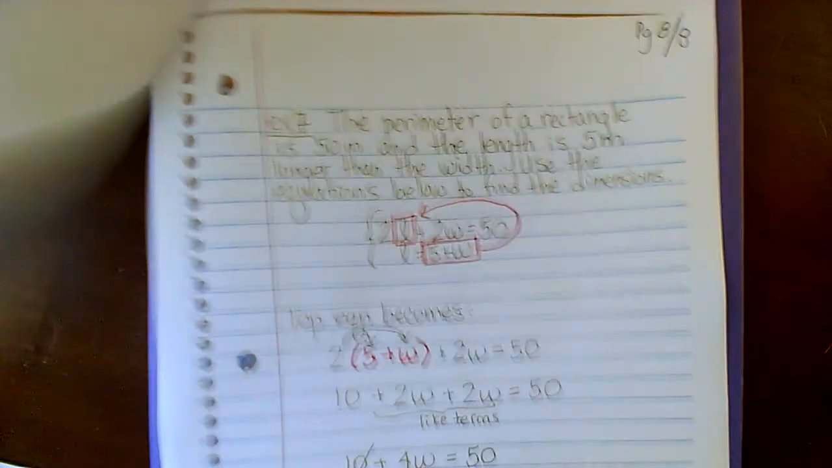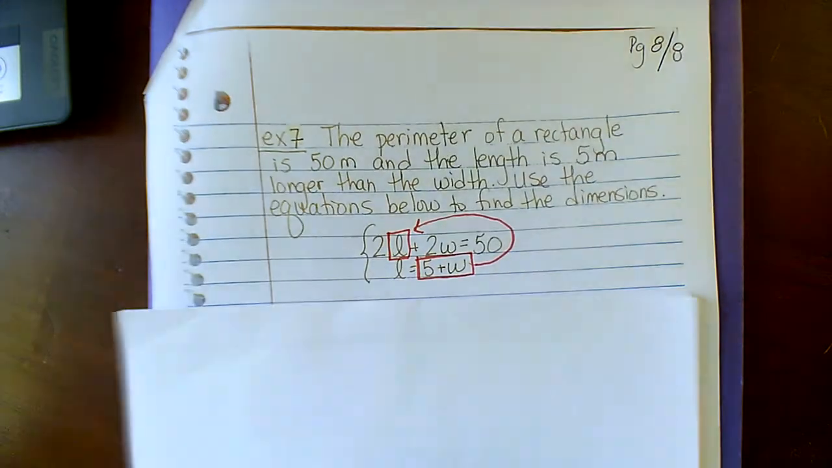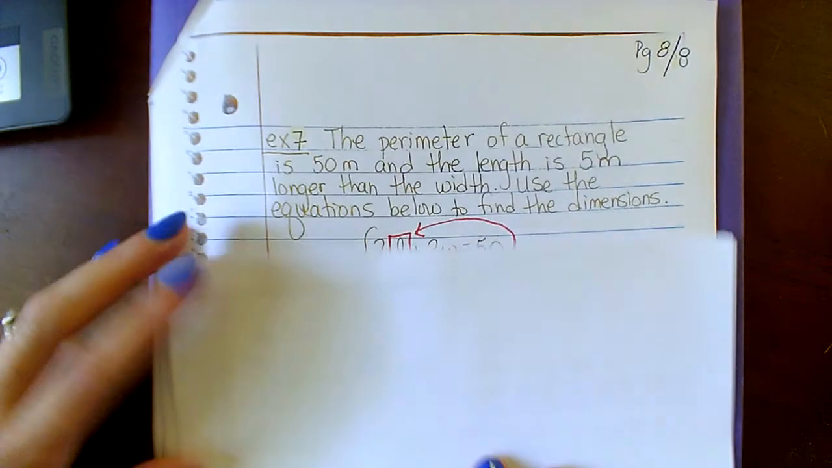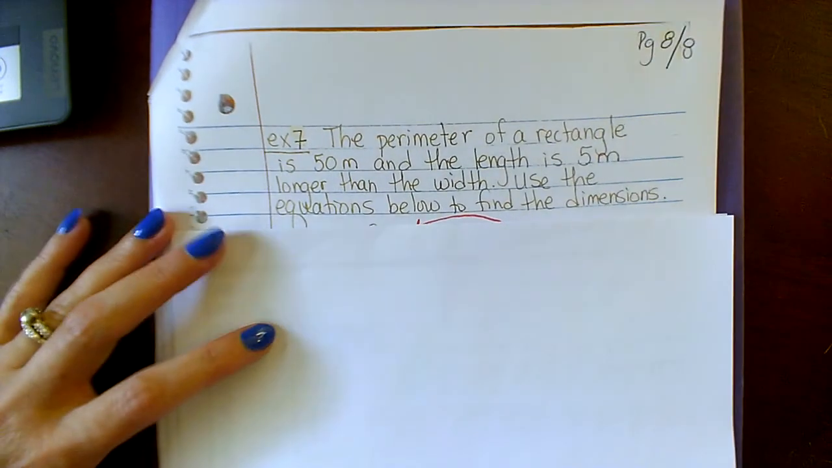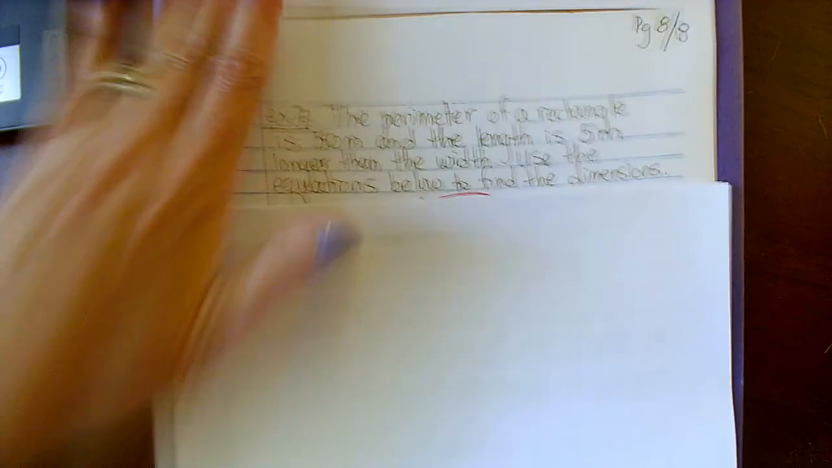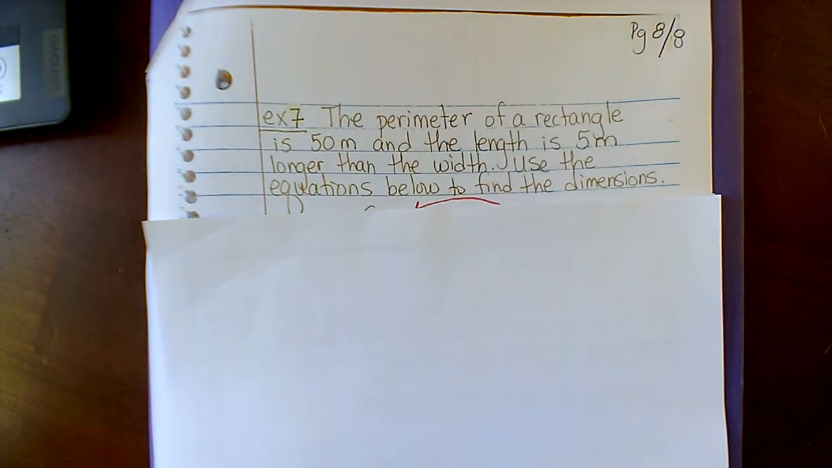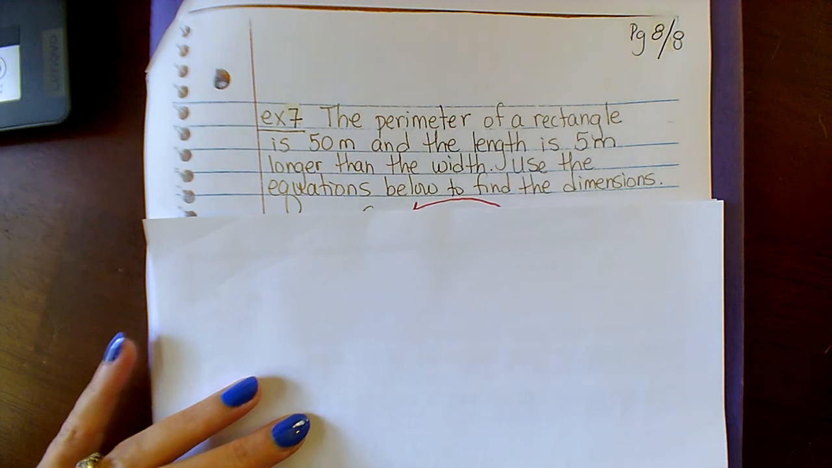All right, wrapping up here. One more to go. I know this is kind of a long video, but I've kind of slowed down a little bit for this. All right, word problems. The perimeter of a rectangle is 50 meters. The length is 5 meters longer than the width. Use the equations below to find the dimensions.